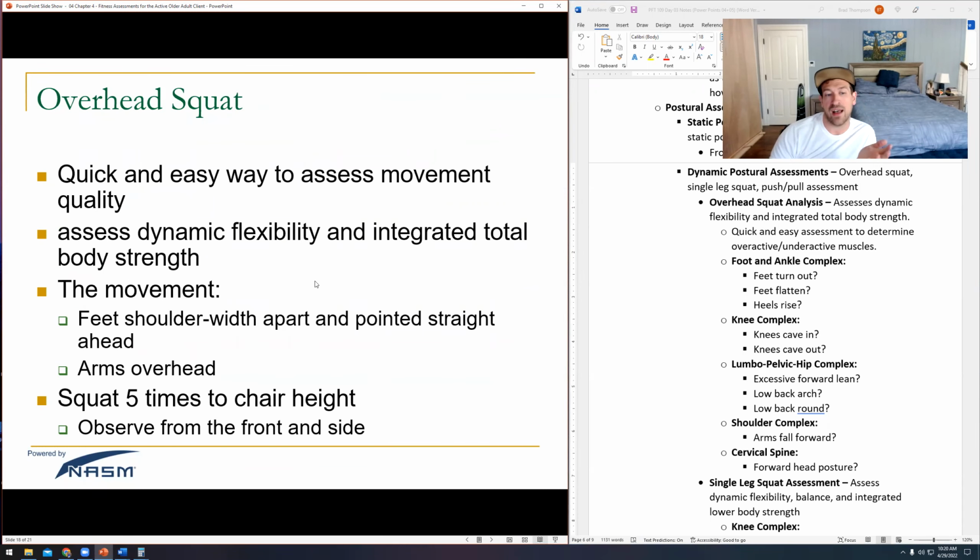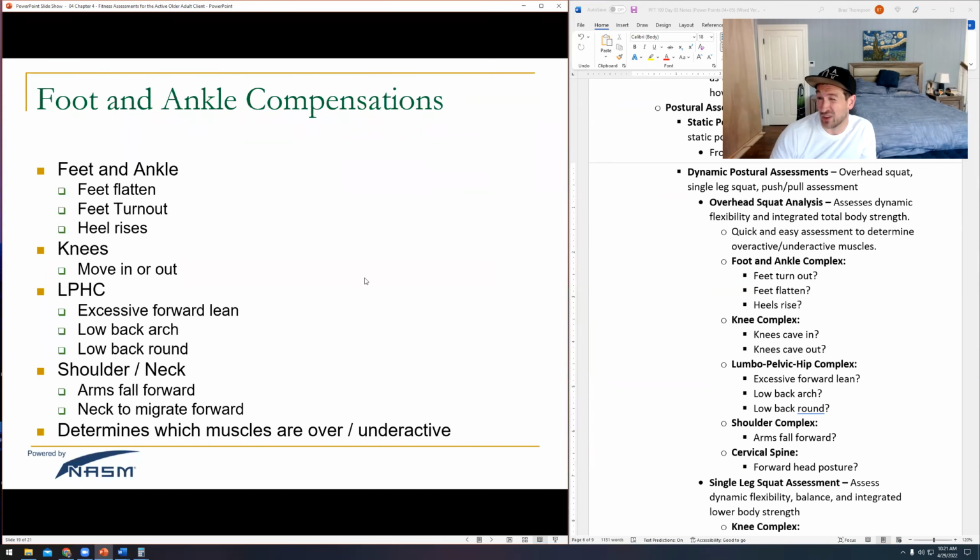So we're going to have our client stand with feet shoulder width apart, toes pointed forward. I know I've said in the past, I don't mind a toe turnout if they're barbell squatting, but that's a specific exercise. This is a posture assessment. So I want toes forward, arms overhead, and I'm going to have my client squat to chair height. About 5 times. Me personally, I do more than that. And I'm going to look to see any of these compensations listed, right?